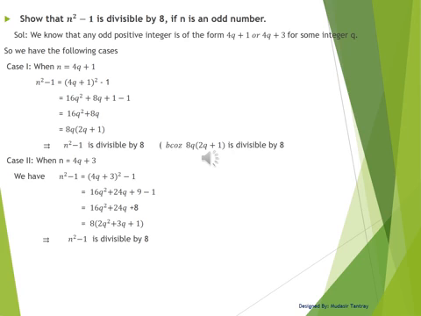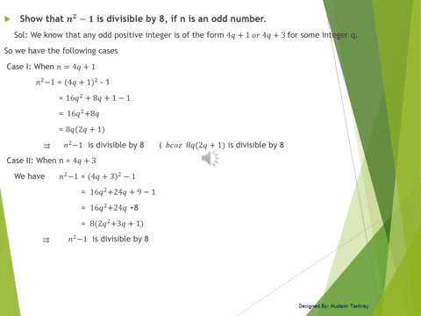Minus 1 and plus 1 will cancel. It remains 16q square plus 8q. Now take 8q as common. It becomes 8q into (2q plus 1), which implies that n square minus 1 is divisible by 8, because 8 into q into (2q plus 1) are the multiples of 8.